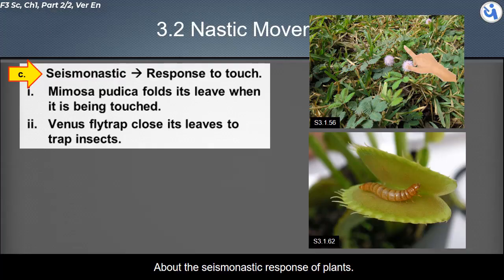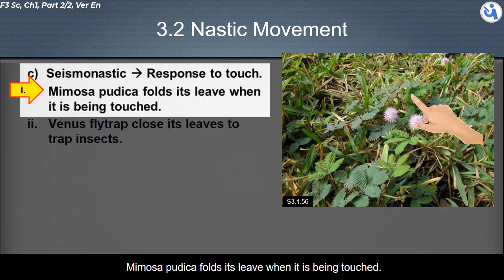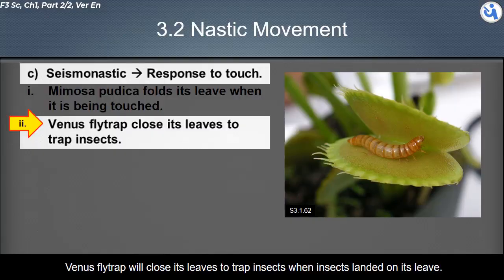About the seismonastic response of plants. Mimosa pudica folds its leaves when it is being touched. Venus flytrap will close its leaves to trap insects when insects land on its leaf.